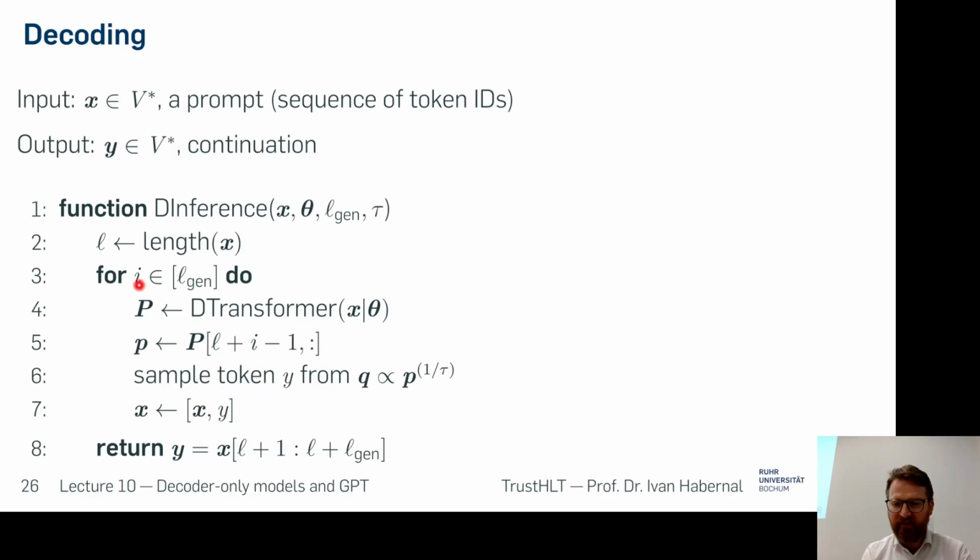And for the length, for all of the tokens, we basically run it through the transformer model to get this matrix: for each input token, a probability distribution over the vocabulary. And then this will help us, for the last token, to get the probability distribution for the next token. So the P will be the probability distribution of what's coming after this token.